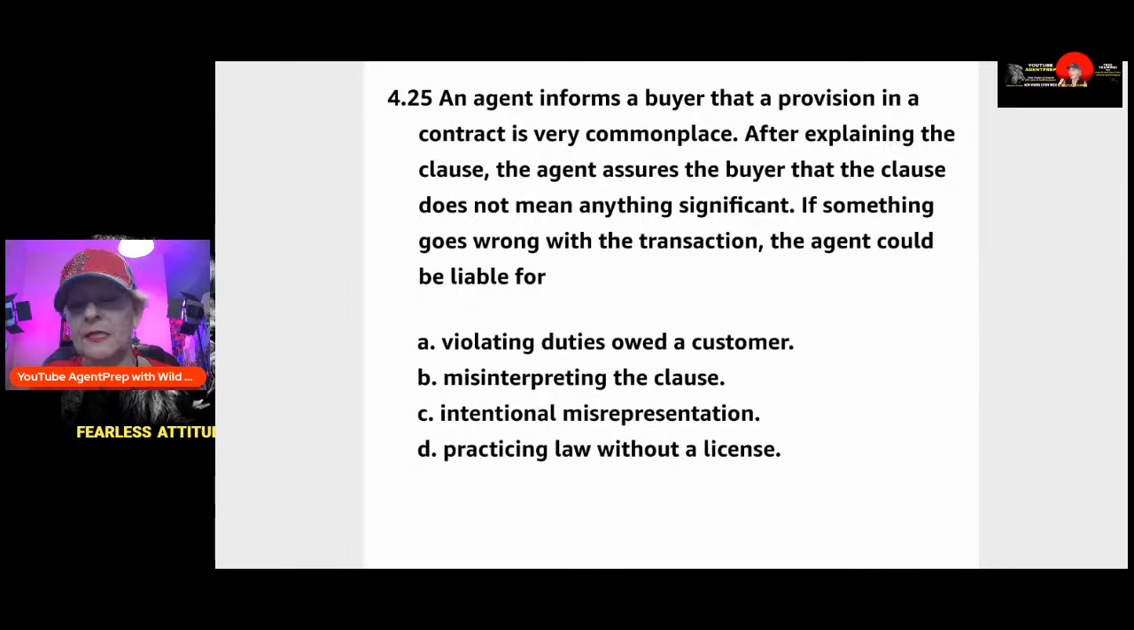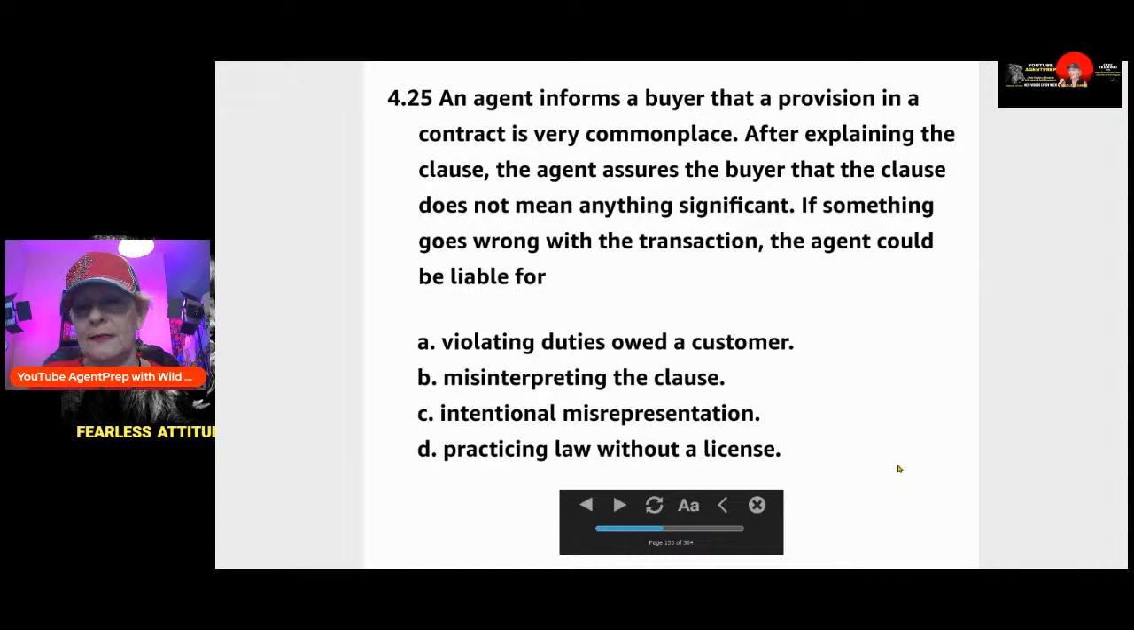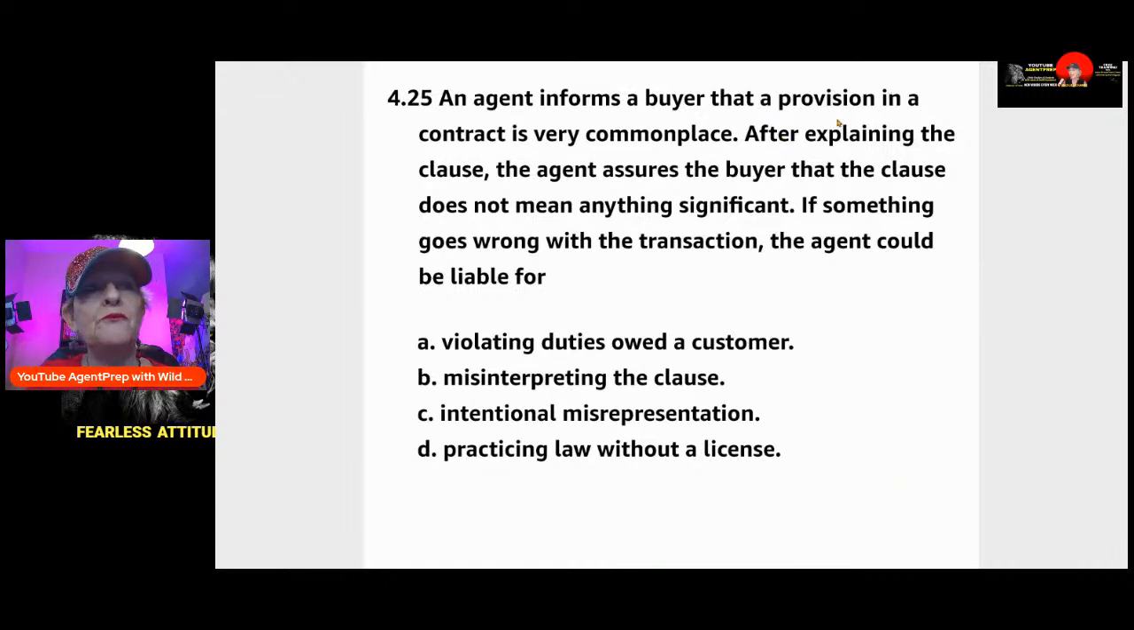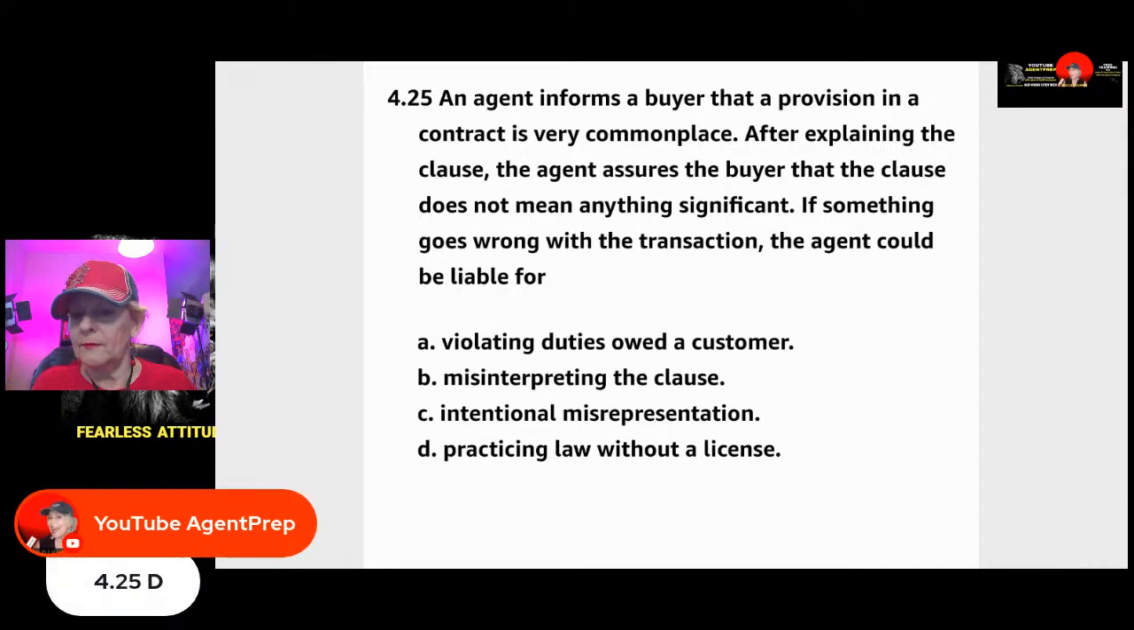All right, the answer here is D, practicing law without a license, right? Because what are they doing? A provision, okay, a clause or something in the contract is very commonplace. No, they are legal templates. That is not our place because we are not attorneys. If the client or the individual principal, seller, buyer has questions on that, then go to an attorney. All right, so that is the last question for national.